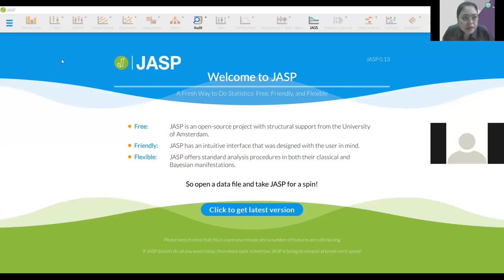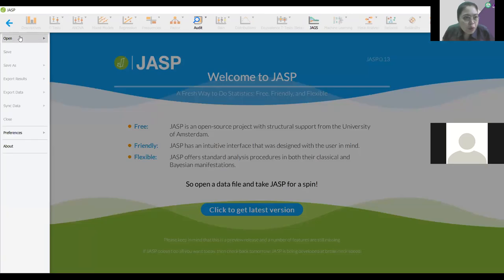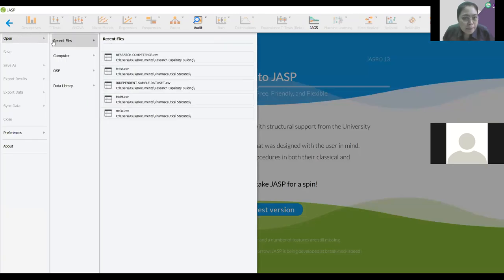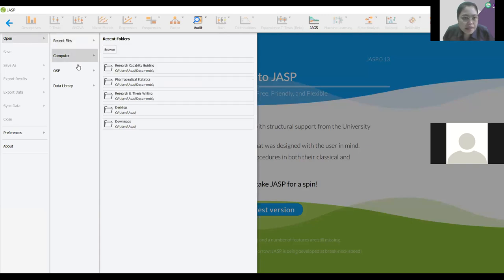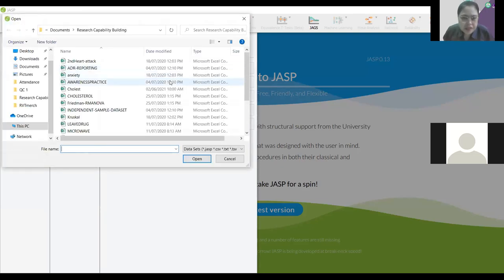And how are you going to do that in the software? Let me share the JASP. There. And then let me open the same data that we used last time. Wait a moment, ha. Let me see where I can find it. Let me check if it's here.